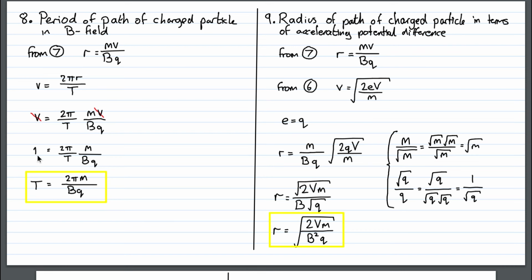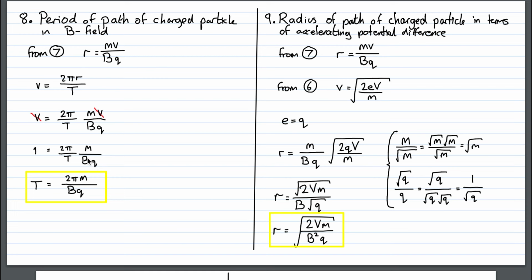I've written it in this horrible way so you know it's not an I or an L or something. That's the number 1. I don't like writing ones like that, but I have done. Anyway, 1 is equal to 2 pi over the time period multiplied by mass over bq. It's interesting, q over m is the specific charge of the particle. So this is the reciprocal of the specific charge right there.